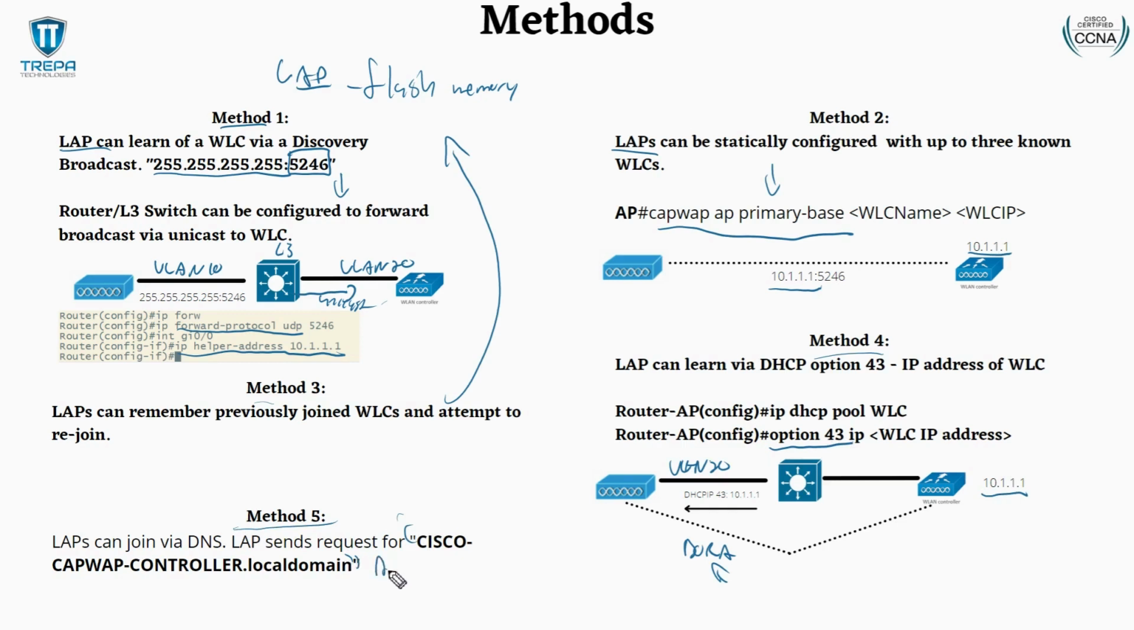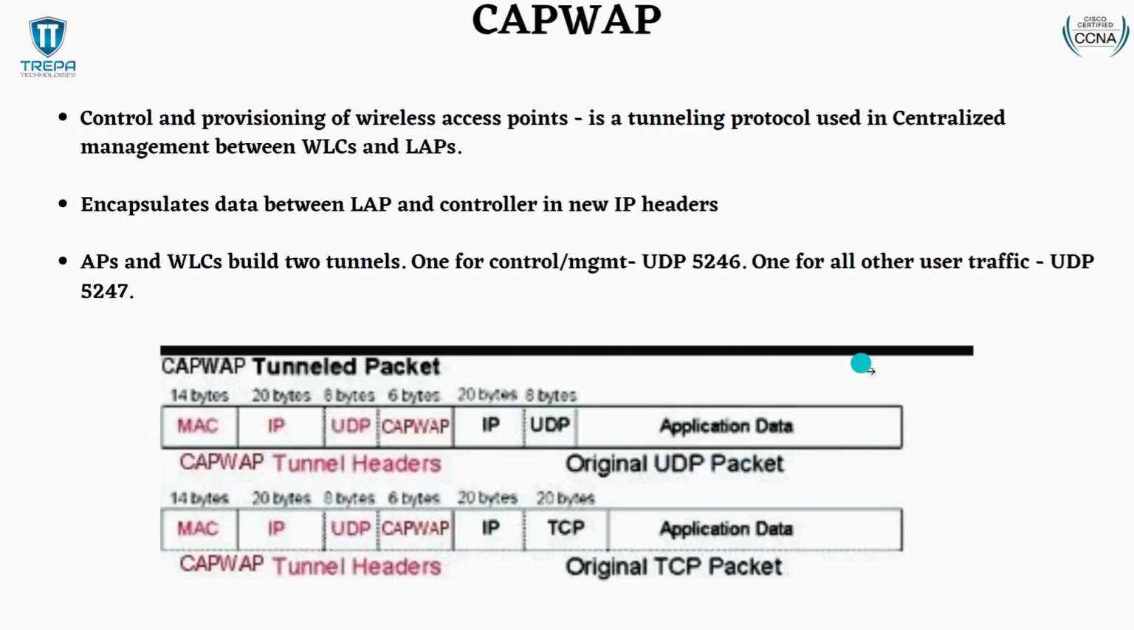And that's kind of like the default name for a wireless LAN controller. So those are going to be the methods that a lightweight access point uses to connect to a wireless LAN controller.